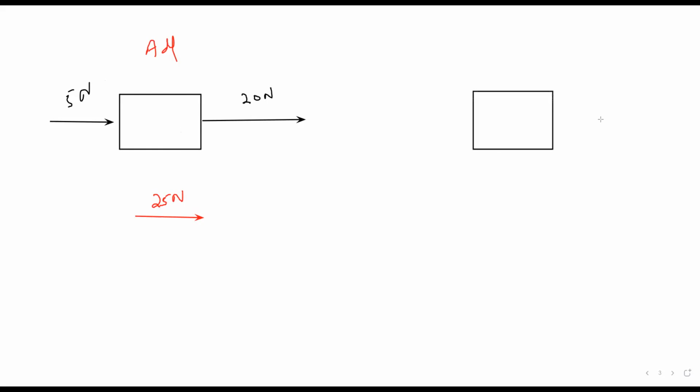But if we have the same question, 20 Newton and 5 Newton, in opposite direction, what is the resultant here? 15 Newton towards the right. So we subtract them. It is easy: if they are in the same direction, we add, but if they are in opposite directions, we subtract them.